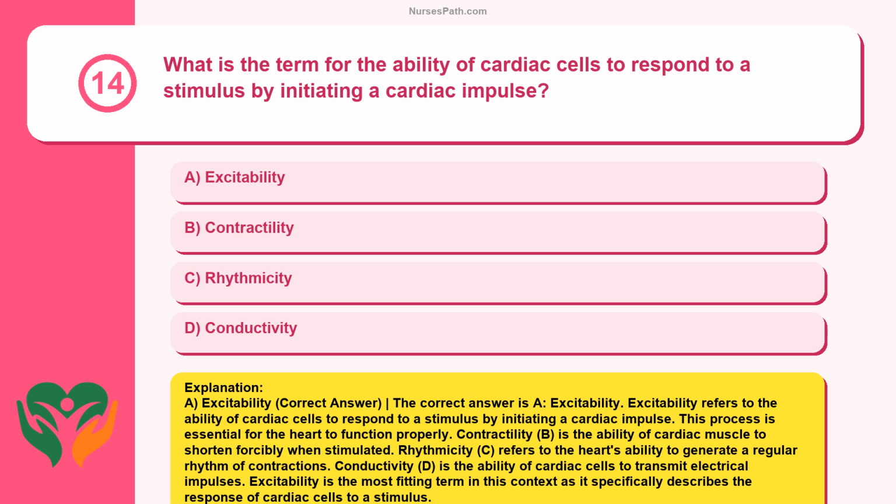Contractility, B, is the ability of cardiac muscle to shorten forcibly when stimulated. Rhythmicity, C, refers to the heart's ability to generate a regular rhythm of contractions. Conductivity, D, is the ability of cardiac cells to transmit electrical impulses. Excitability is the most fitting term in this context as it specifically describes the response of cardiac cells to a stimulus.